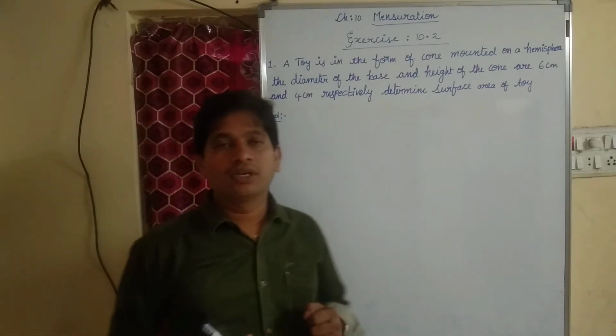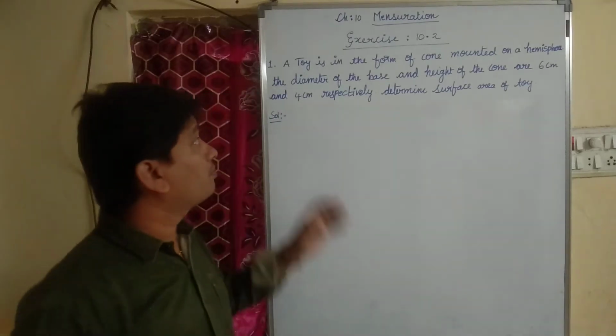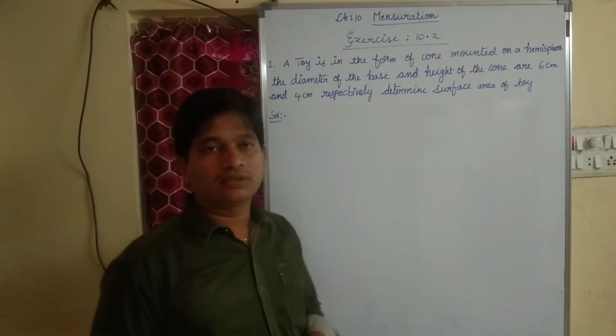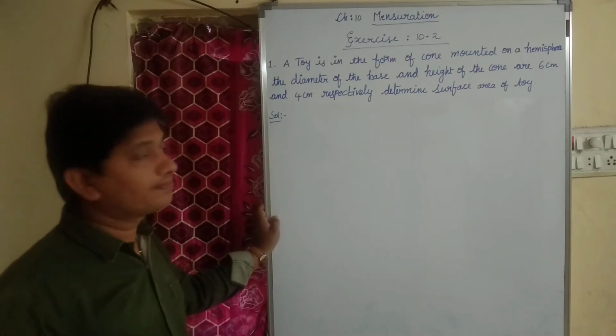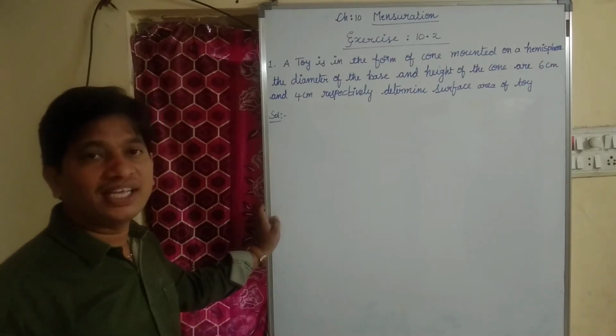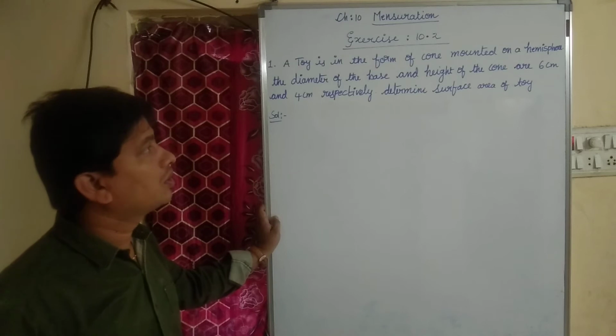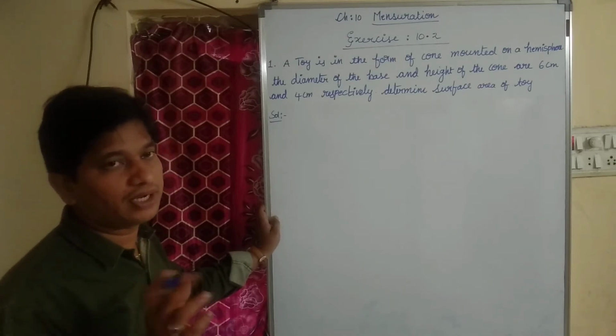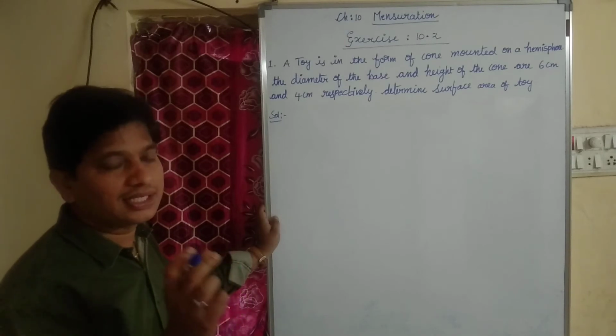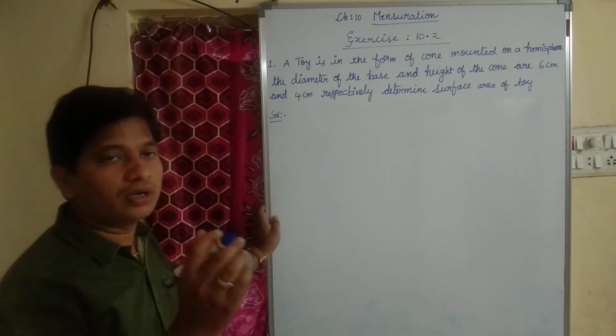And today's session, let us discuss chapter number 10, that is mensuration, exercise 10.2. Coming to problem number 1, a toy is in the form of a cone mounted on a hemisphere. That is statement number 1. The toy is in the form of a cone mounted on a hemisphere.